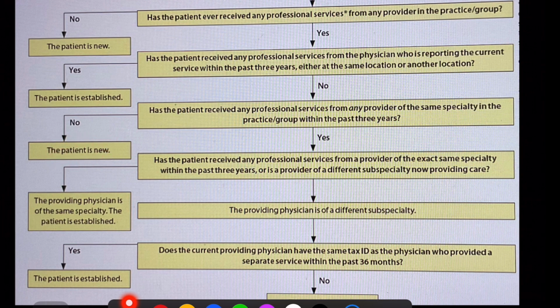And if yes, check: has the patient received any professional service from a provider of the exact same specialty within the past 3 years, or is a provider of a different subspecialty now providing care? And we find that the physician now providing care is of a different subspecialty. But if the subspecialty doctor and the physician who is reporting the service have the same tax ID, if yes, the patient becomes established, and if no, the patient becomes new.